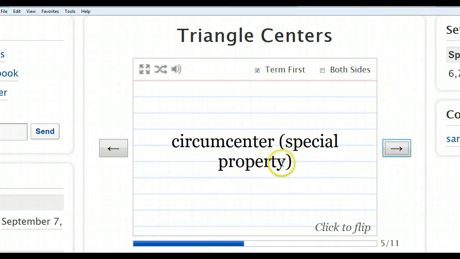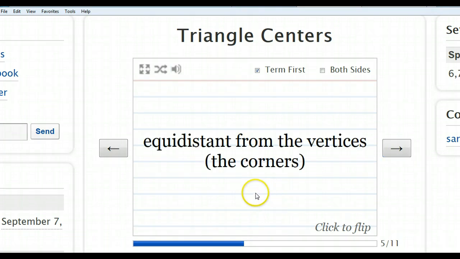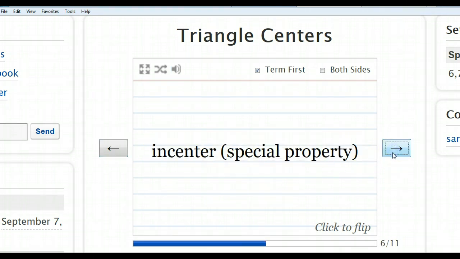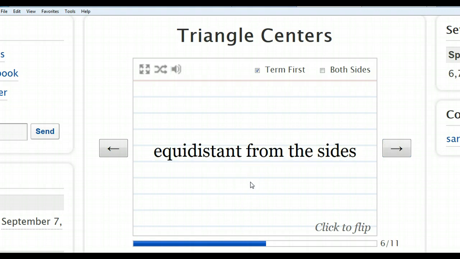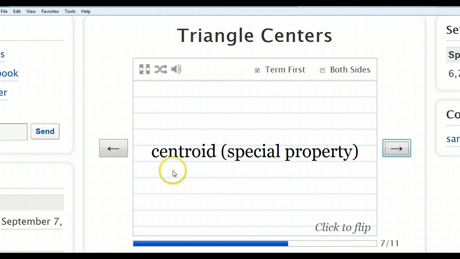Okay, now let's talk special properties. Circumcenter special property. I'll give you a hint. It's equidistant from something. Is this the one that's equidistant from the sides, or is this the one that's equidistant from the vertices, the corners? The circumcenter is the one that is equidistant from the vertices, or the corners. Okay, what's the special property of the incenter? Yeah, this is the one that's equidistant from the sides. What is the special property of the centroid?